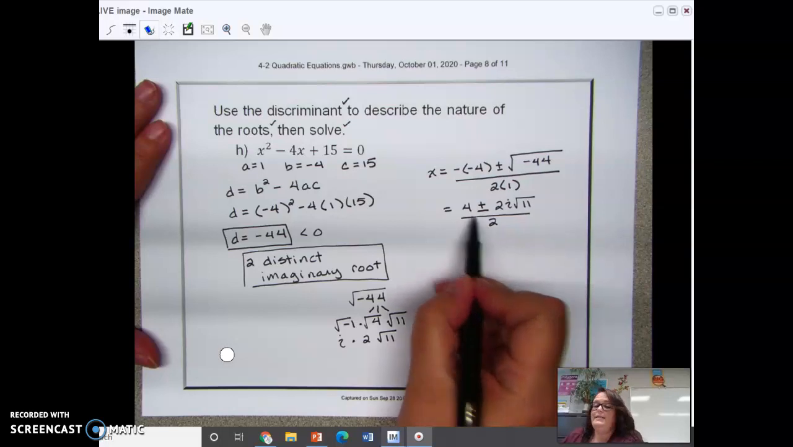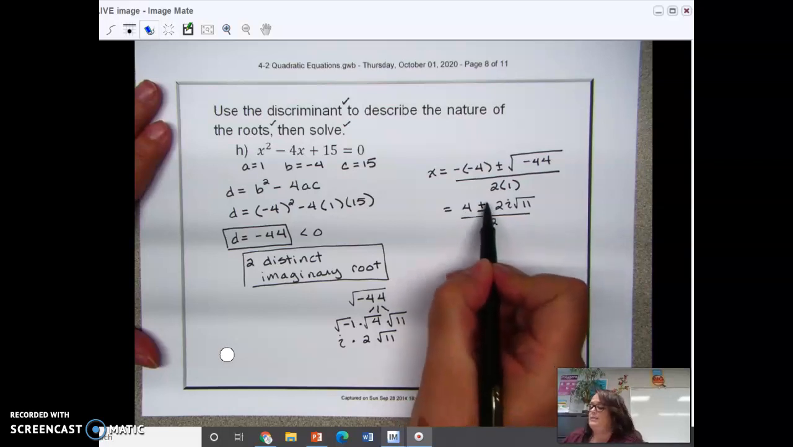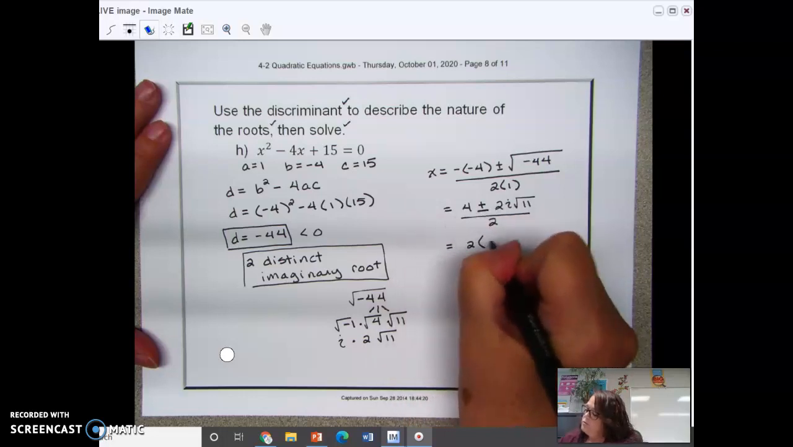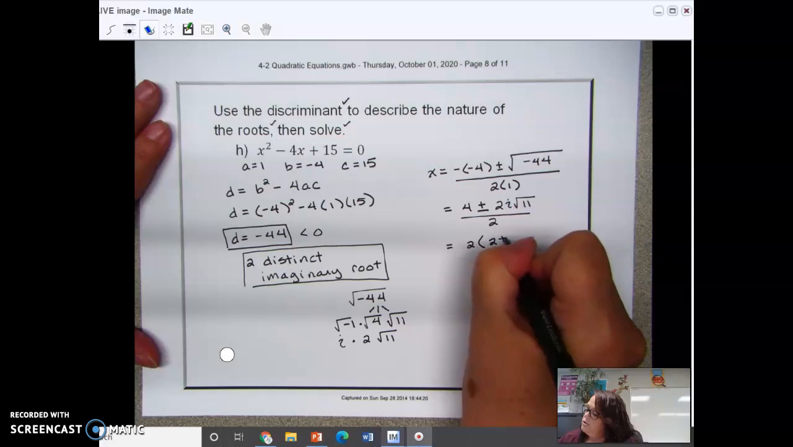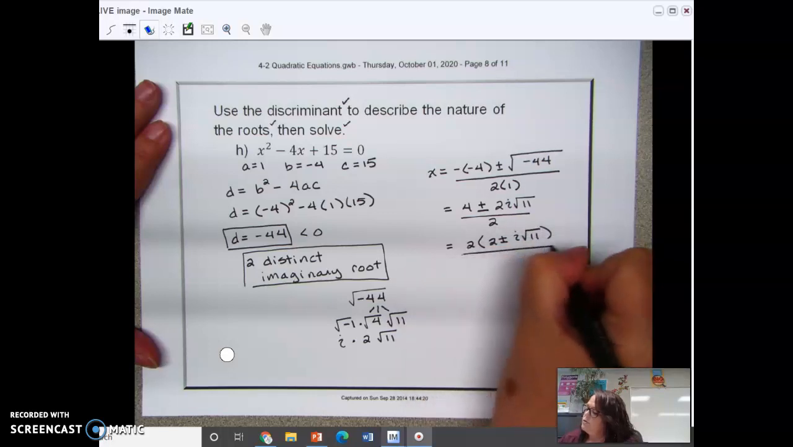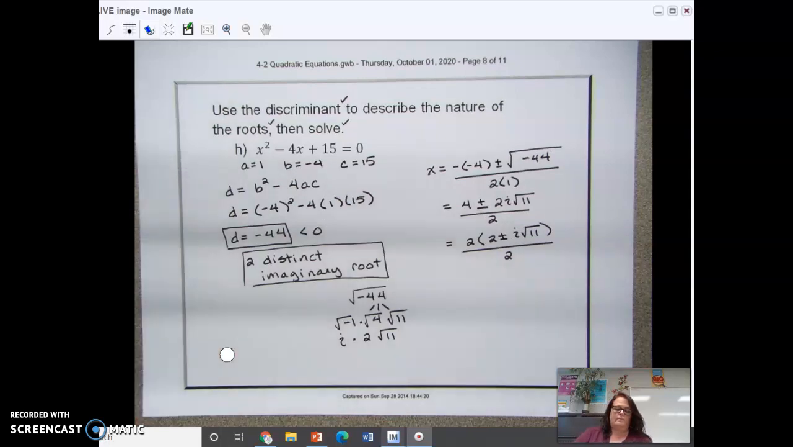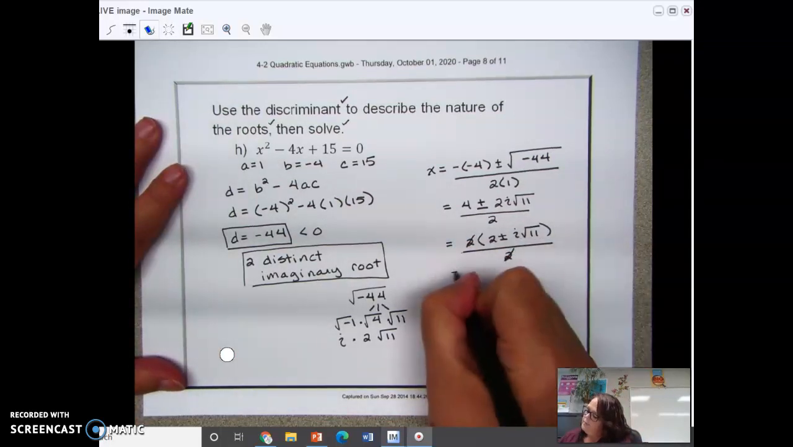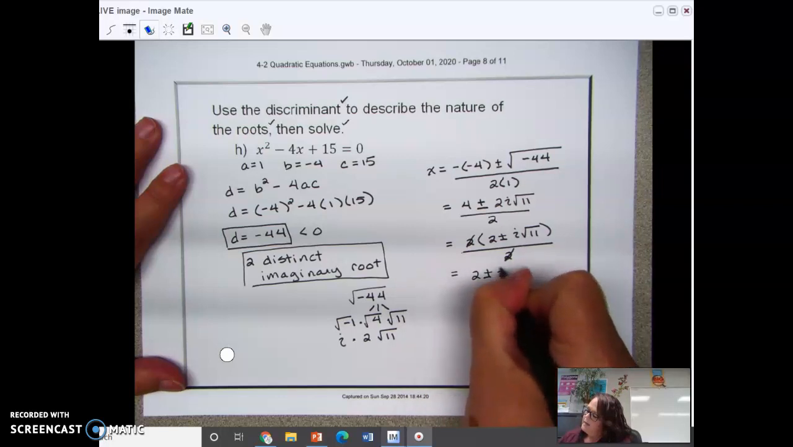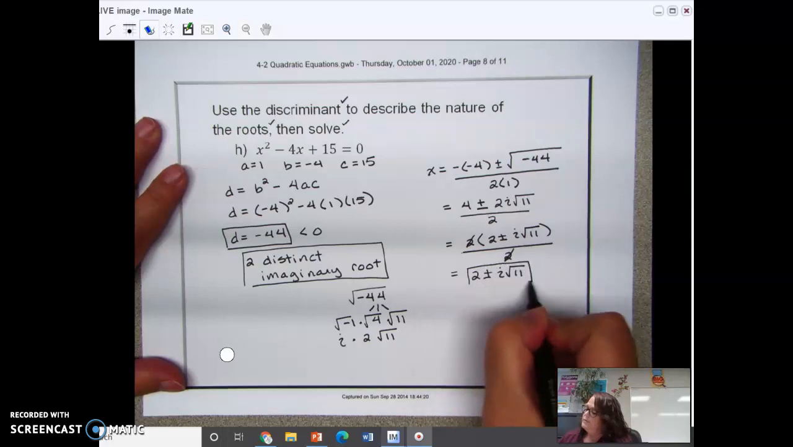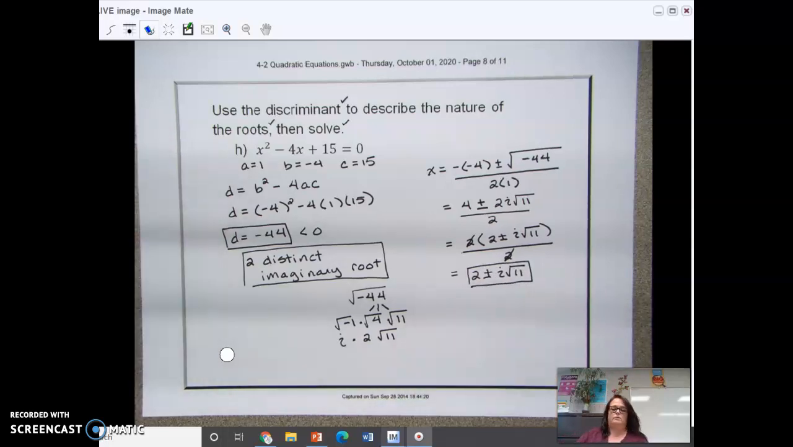Now remember, we can't just cancel the 4 and the 2 because I have addition and subtraction in the middle. But I do notice that I have even numbers up top. So I can factor out 2, and we get 2 times (2 plus or minus i root 11) all over 2. Okay, so the 2's cancel, leaving me with 2 plus or minus i root 11. So I have a couple more examples that I'm going to finish with you in part 3.